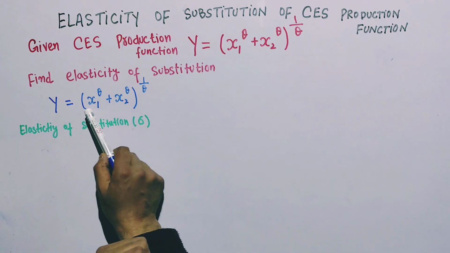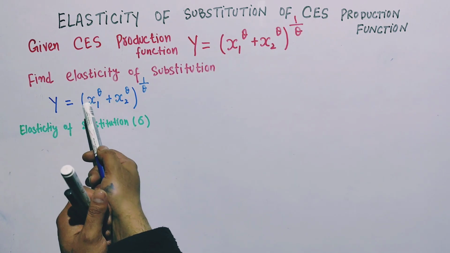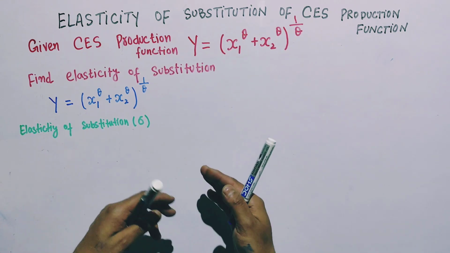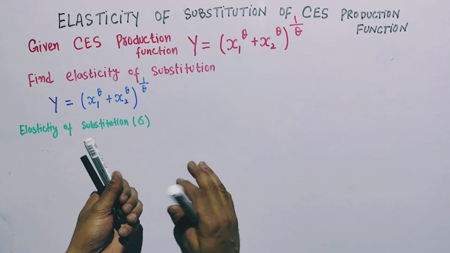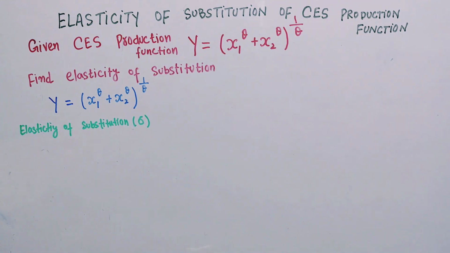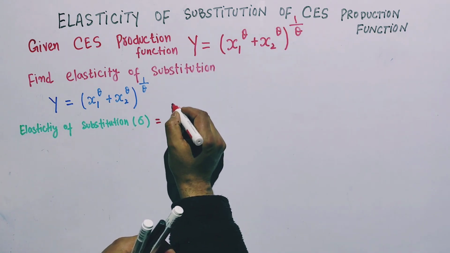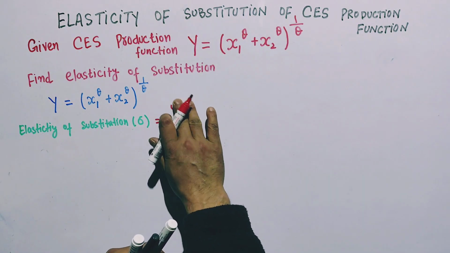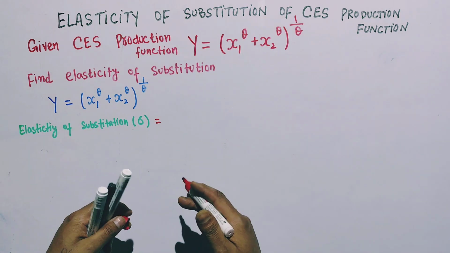If we have capital and labor as the inputs, since x1 and x2 are not defined here, let's assume we have capital and labor. Then elasticity of substitution will measure how the capital-labor ratio changes relative to the change in the marginal rate of technical substitution between labor and capital. The formula is pretty simple: the change in the capital-labor ratio. Let me explain how we will calculate it.